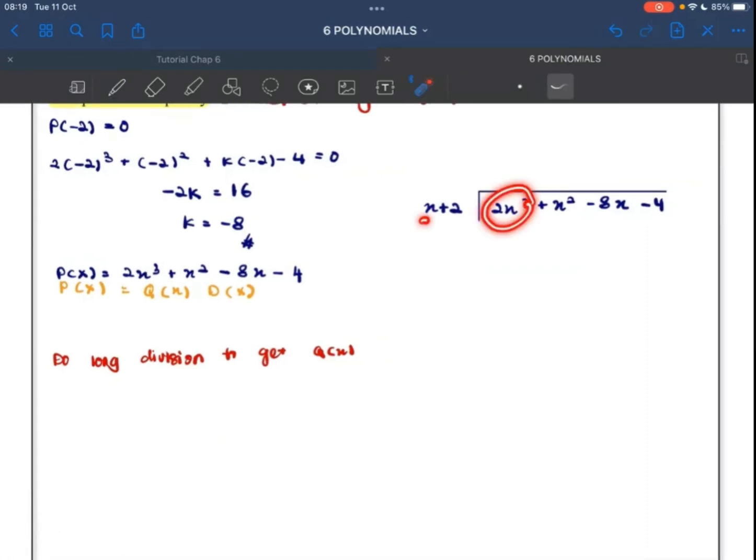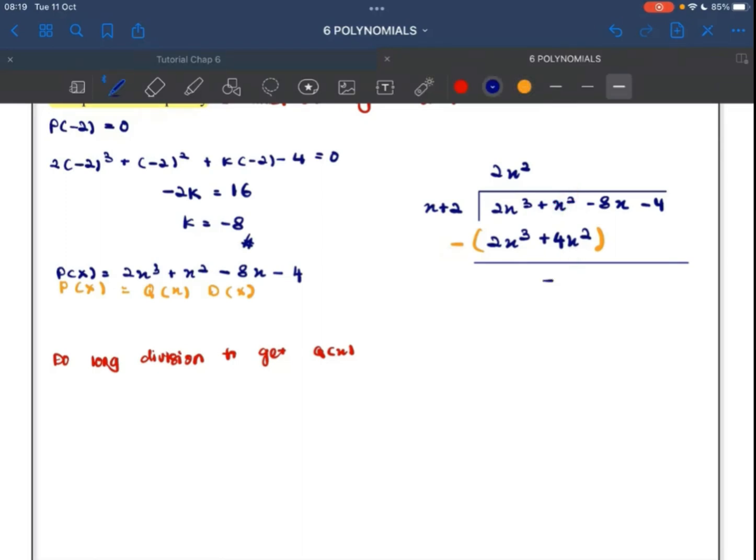2x cube divided by x, kita ada 2x square. Lepas dah divide, darab balik. 2x square darab x, kita ada 2x cube. Then multiply lagi, 2x square multiply by 2, we have plus 4x square. Stop di situ dan always do bracket dekat sini, supaya kamu ingat yang dia ialah minus dan tak tersalah kira. So 2x cube minus 2x cube 0. 1 minus 4 kita ada negative 3x square. The rest yang kat belakang tu turunkan sahaja, 8x minus 4.